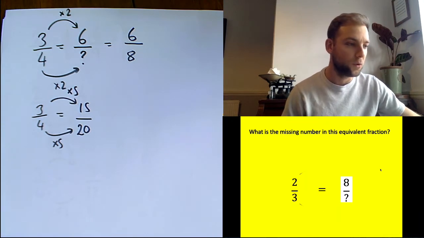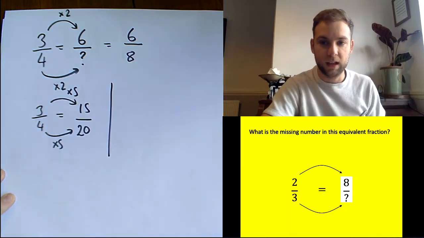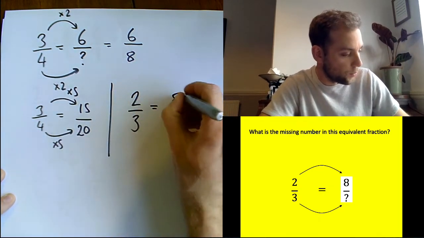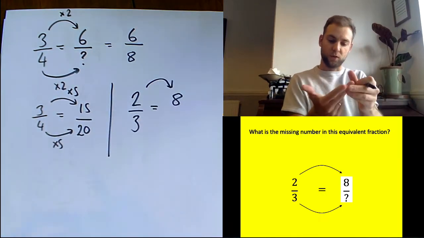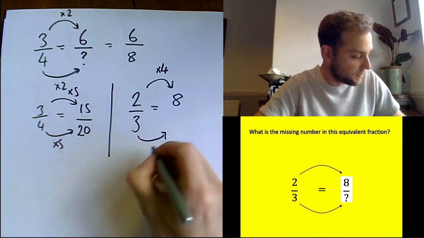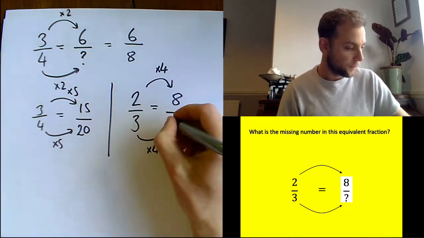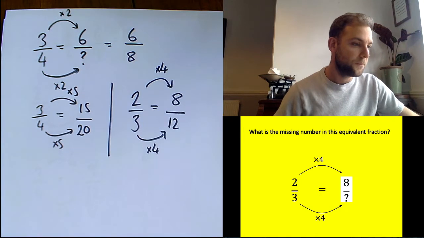Okay, let's have a go at one more of these. So what do I need to times this one by? Let's do this one here. So 2/3, and this time I want a numerator of 8. So how many times does 2 go into 8? Well, it goes 2, 4, 6, 8, so 4 times. So I need to times that bottom by 4 as well. So 3, 6, 9, 12. So 8/12, and they are equivalent fractions.